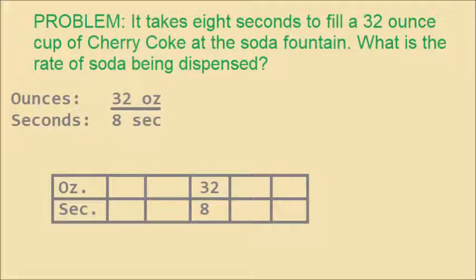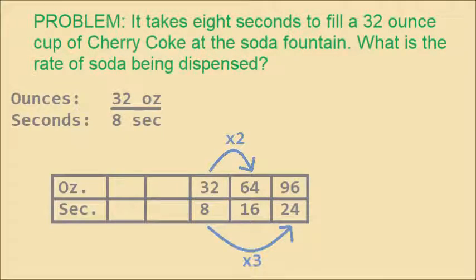If we wanted to, we could represent this in a table. We have the ounces on the top row, we have the seconds on the bottom row, 32 ounces per 8 seconds. Putting a rate in a table lets us expand out so that we can figure out how much more soda could be dispensed if we gave it more time. If we multiply by 2, we can see that 64 ounces can be dispensed in 16 seconds. Or if we multiply by 3, we can get 96 ounces in 24 seconds. That's a lot of liquid refreshment.